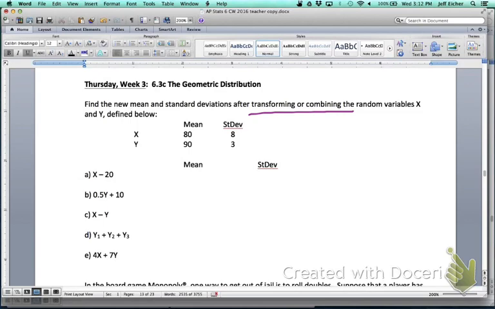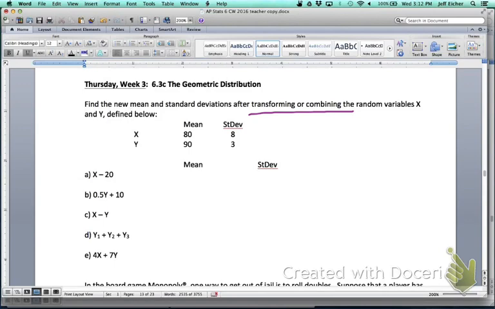So the mean and standard deviation, you can imagine these as maybe the average on a test score for class X was 80, standard deviation 8, and the average on a test was 90 for class Y, standard deviation 3. I'll let you decide who is period 3 and who is period 4 between X and Y. So the first question, we have X minus 20.